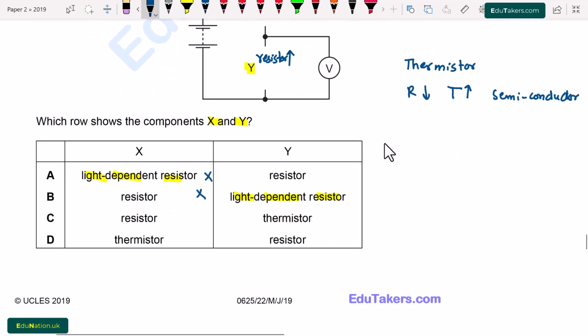Now we see the option. At X, there is thermistor, and at Y, there is resistor. So only D option is correct.